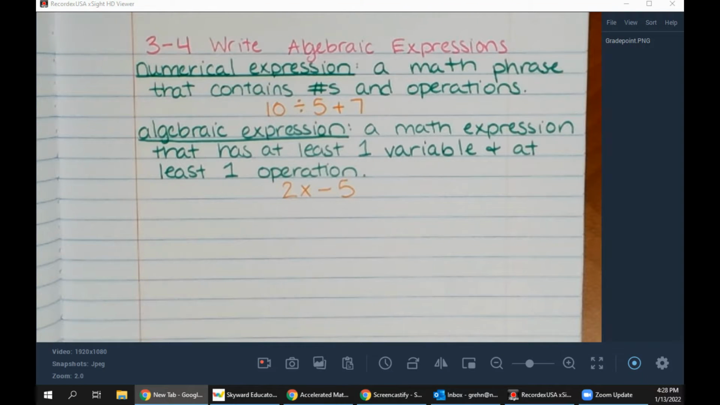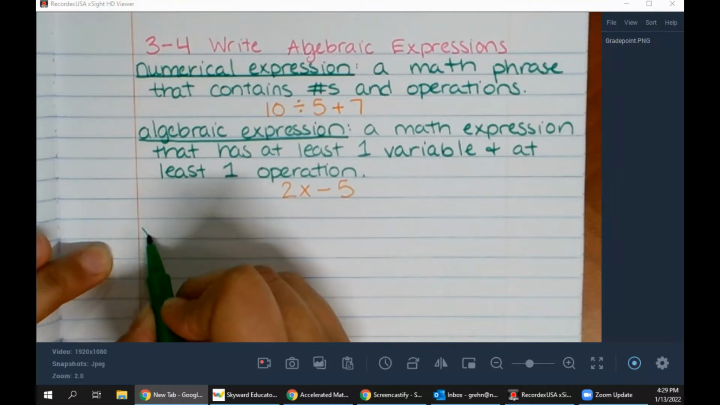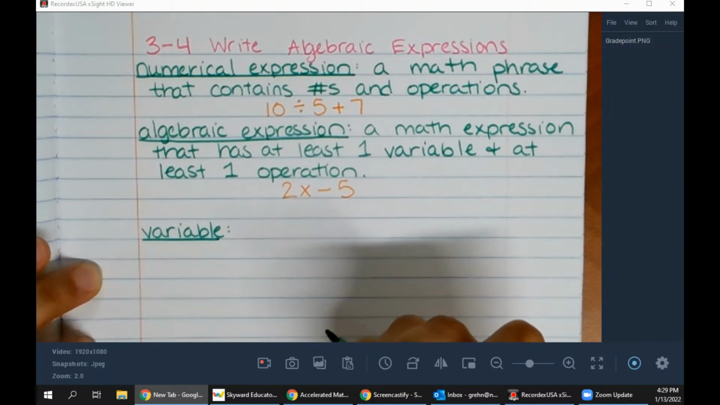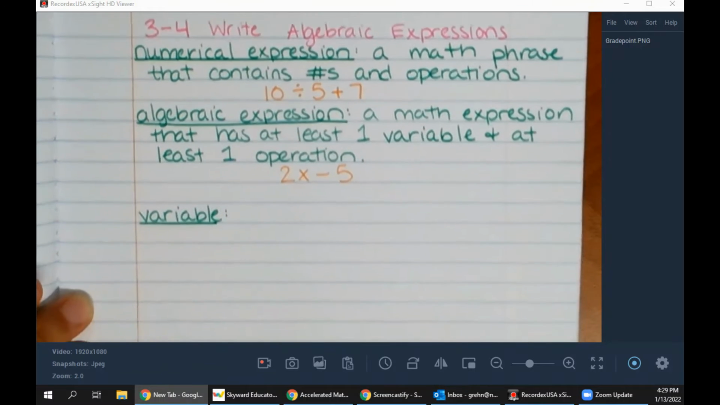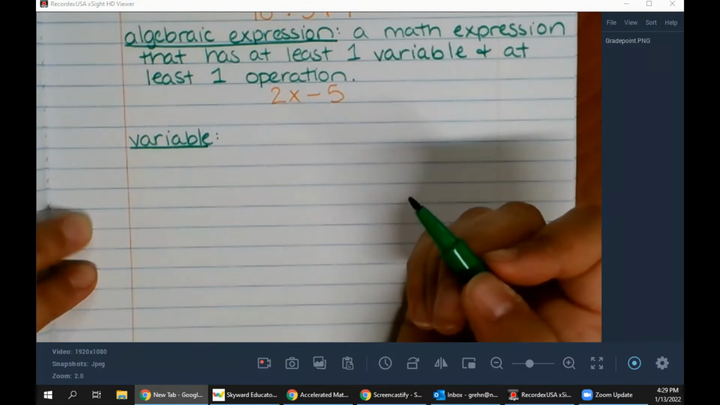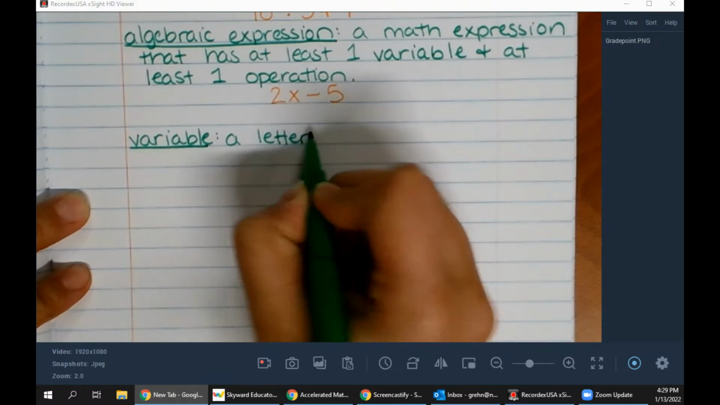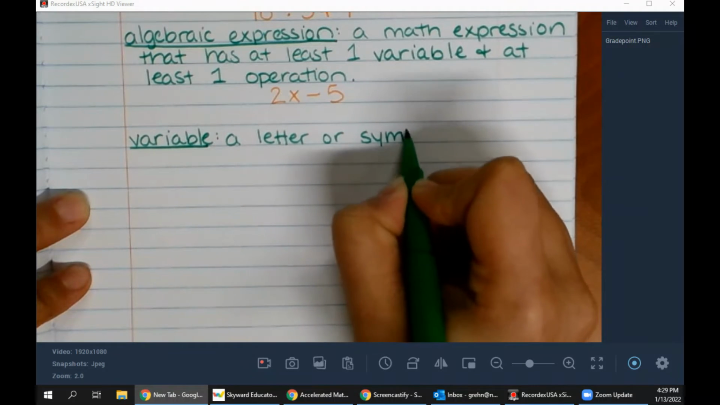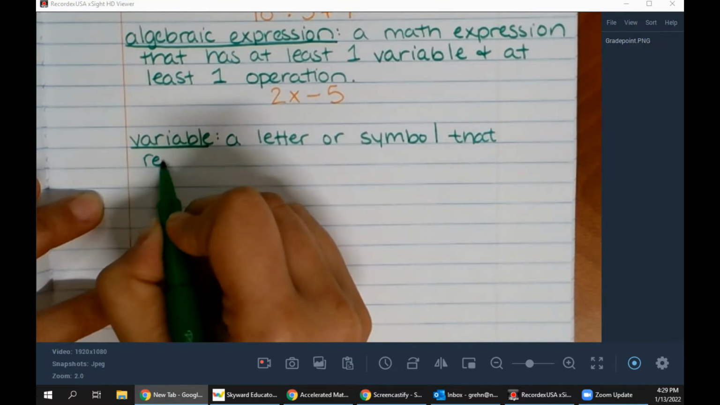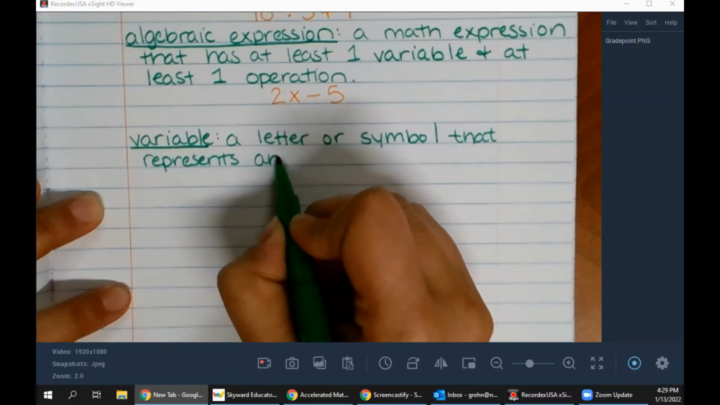And so I've kind of been talking about the word variable loosely here, but I want to make sure we jot down what a variable actually is. A variable is basically just a letter or symbol that represents some unknown quantity. And usually we use a lowercase letter for this. So we can say it's a letter or symbol that represents an unknown quantity.